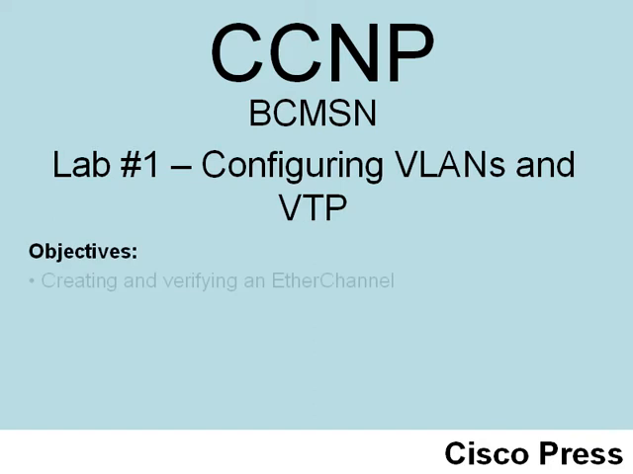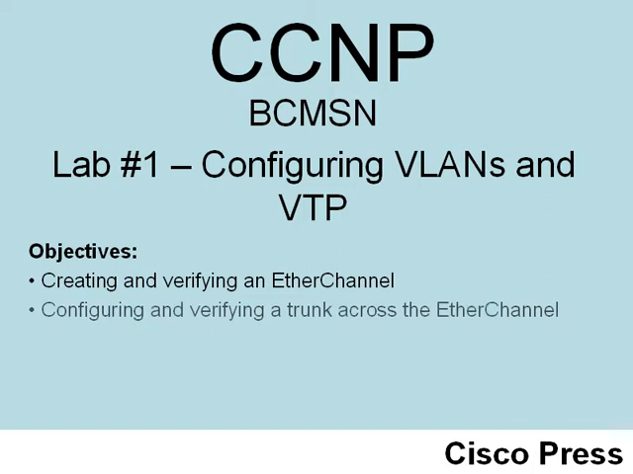And the very first thing we're going to do is to create an EtherChannel where we're logically bonding together those connections. And we will also verify that EtherChannel configuration. And with that EtherChannel configuration in place, we're going to create a trunk across that EtherChannel. A trunk can carry traffic for more than one VLAN.